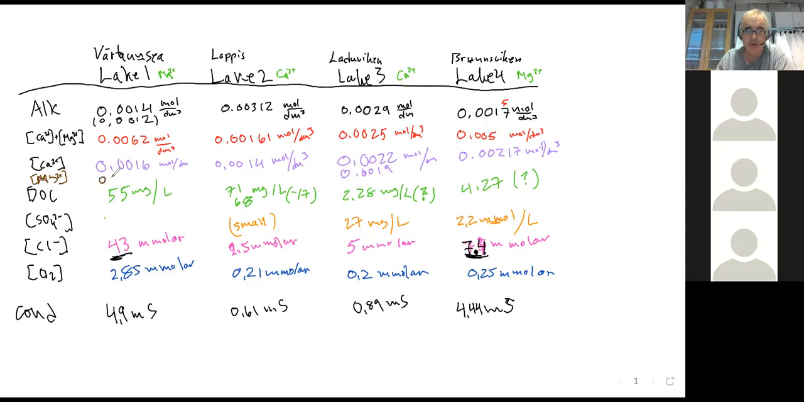So here it would be 62 minus 16. What is that? 46, is it? And then you see that it's a lot more magnesium. 16 minus 14, then that's not so much. Very small amount of magnesium.